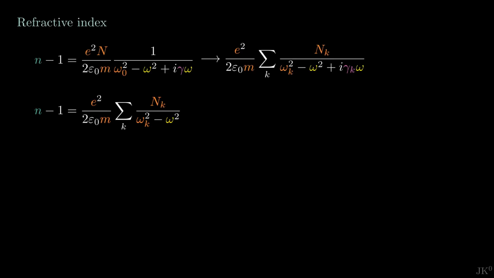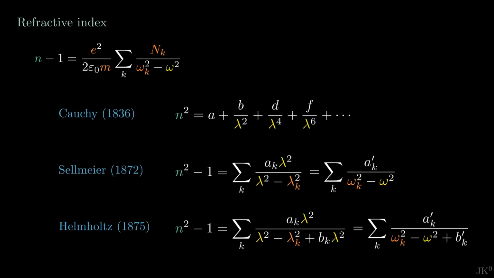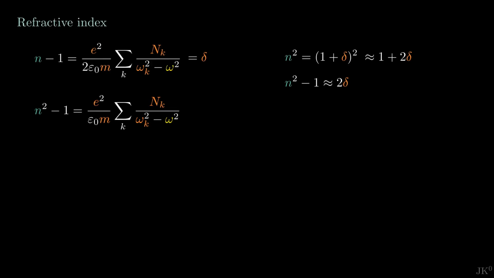Many viewers ask me why our expression for the refractive index is n-1, while empirical formulas have n²-1 instead. The reason is that we used an approximation by only keeping the first terms of a Taylor series. I will name this big sum delta, which is a small quantity for most gases and materials that we will discuss. Note that n² can be approximated to leading order in delta as 1 plus 2 delta. In other words, we can write n²-1 as 2 times delta. So from now on, I will just use this.